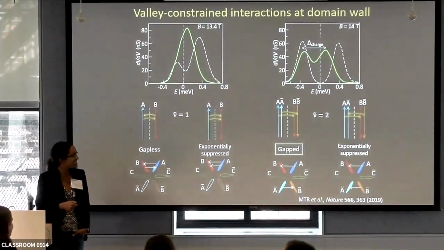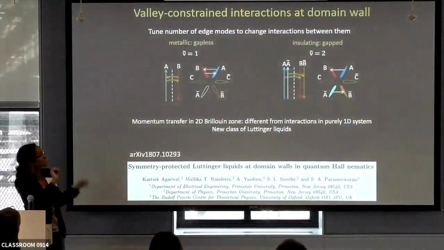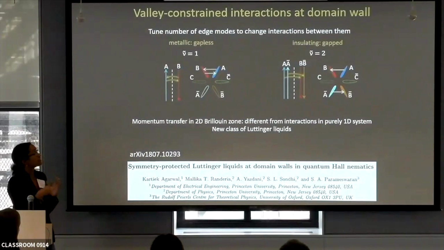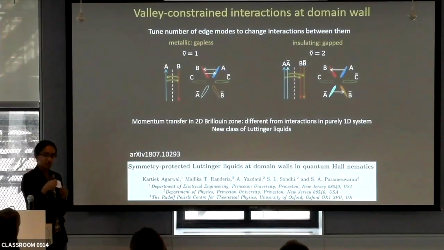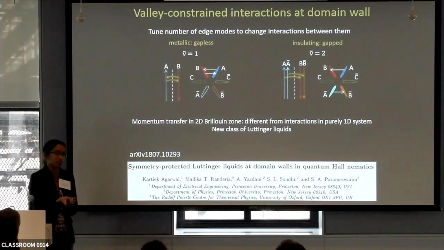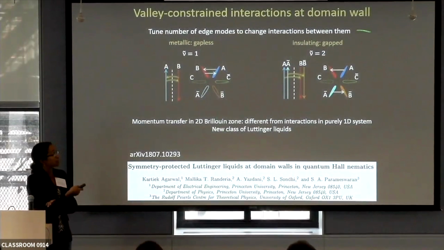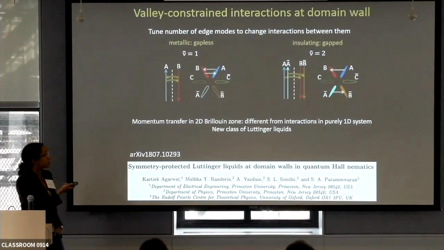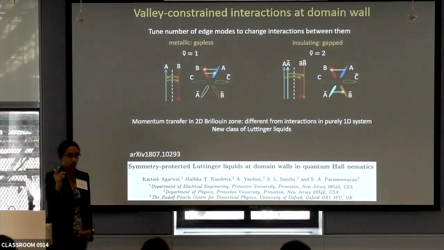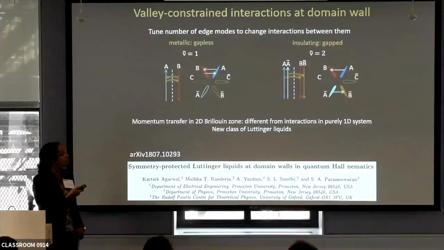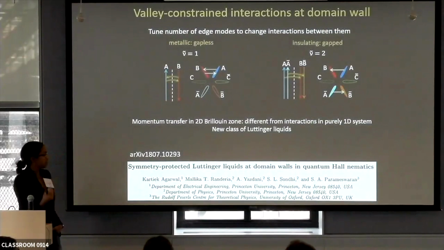Great. Well, I'm almost done too. This is really the key point of the second half of the talk, though, is that we have a unique system where by being able to tune the number of modes that we have at this domain boundary, we can really change the interactions between them and go between a case where we have a metallic gapless mode at the boundary and a case where the modes that we can measure are gapped. And these interactions are different from something you would expect in a purely 1D system because we really have to consider the momentum transfer involved in the 2D Brillouin zone. And so that's really the takeaway message here.